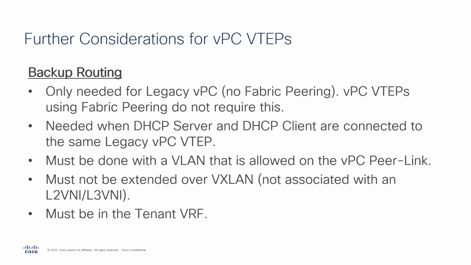If this is not done, the DHCP packet will be encapsulated and forwarded to the VPC peer over the fabric, which is currently unsupported. The VLAN used for the backup routing must be allowed over the peer link and cannot be extended over VXLAN. This means that it is not associated with an L2 VNI or L3 VNI. The SVI used for backup routing should be in the tenant VRF of your DHCP relay. This requirement is not needed for VPC VTEPs using fabric peering.